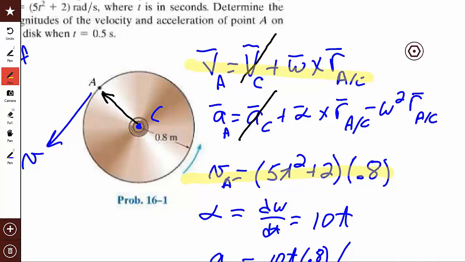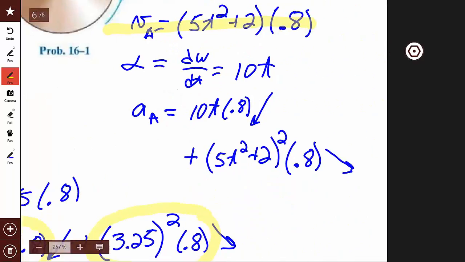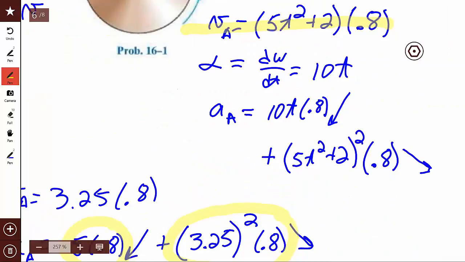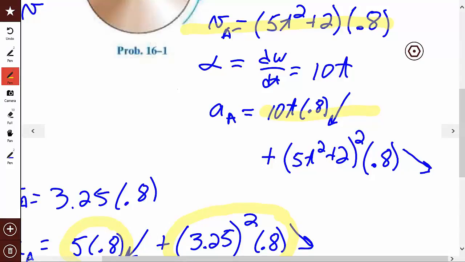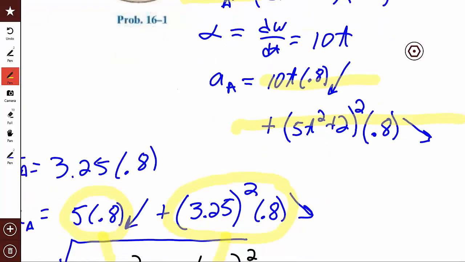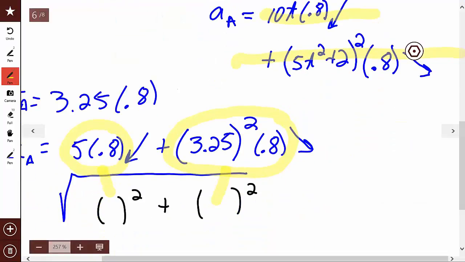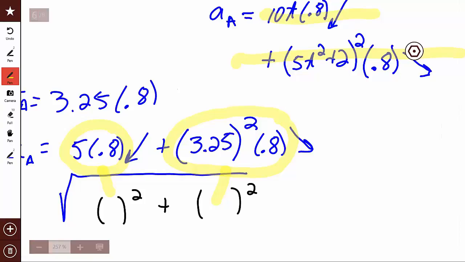Okay, if you want the magnitude of it, there's the acceleration. You see it right there? There's that piece that's along the tangent. There's your normal piece. How are you going to find the magnitude of that? Square root of the sum of the squares, right? Piece of cake. Boom, boom, boom, boom. No cross products. Everybody good?